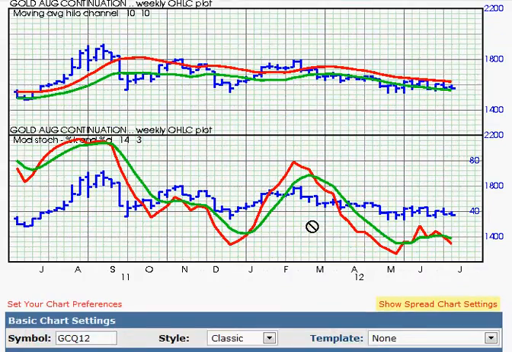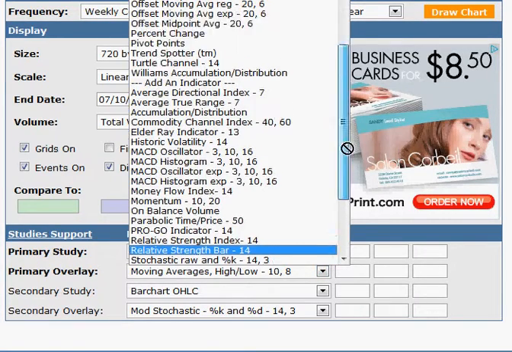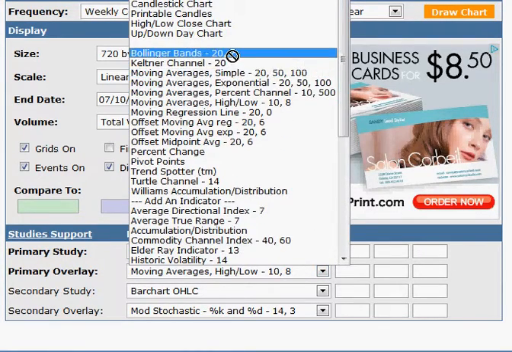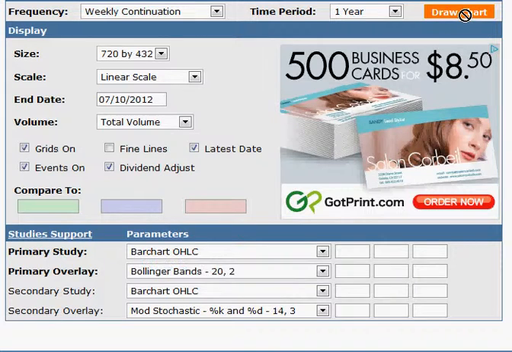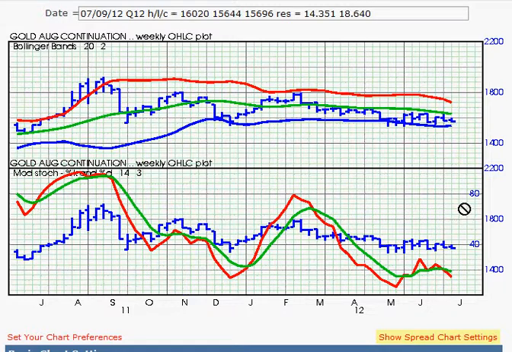Let's put the Bollinger Bands on that real quick. The Bollinger Bands show the volatility in the markets, and when they narrow down, that's often a good sign that a big move is coming. I haven't put this on the weekly chart for a long time, so it's going to be interesting to see what it shows. Yeah, it's not narrowed down that much, but it is narrowed down. You can just see it's on the lower band here.